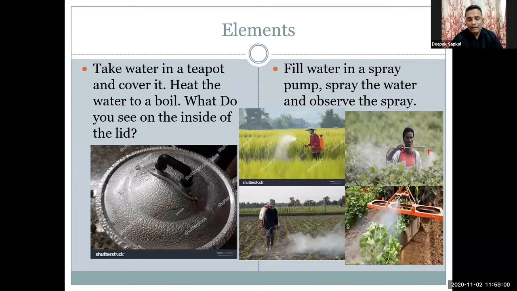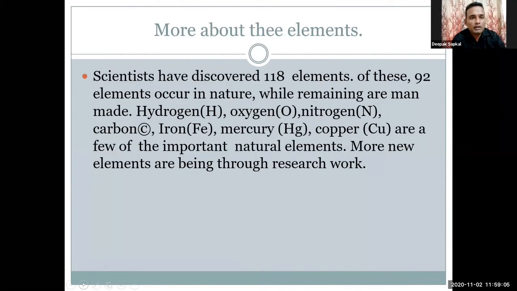Now here, if you think about the details of elements, there are nearabout 118 elements. The scientists have discovered 118 elements. Of these, 92 elements occur in nature, while the remaining are man-made. Out of 118, 92 elements we got from nature, but the remaining are man-made.